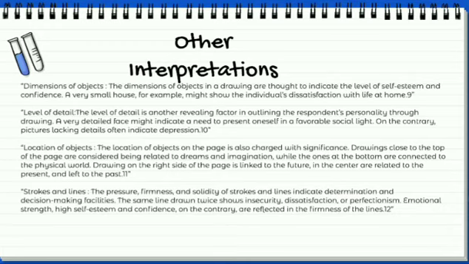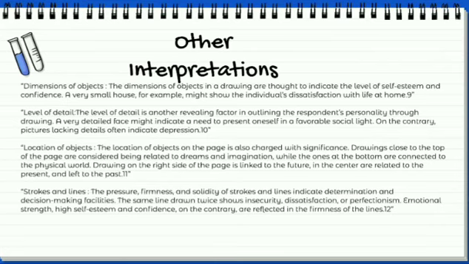Location of objects, everything matters with it. Objects on the page also change significance. Drawings close to the top of the page are considered related to dreams and imagination, while the ones on the bottom are connected to the physical world. Drawing on the right side of the page is linked to the future, the center is related to the present, and the left is the past.